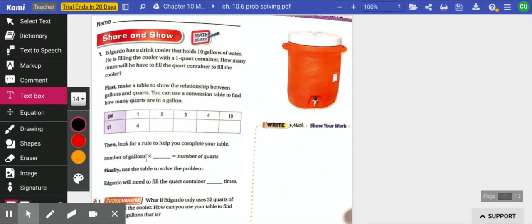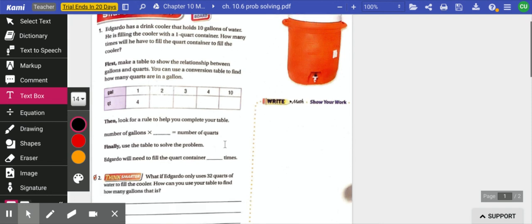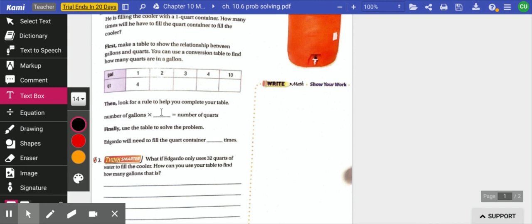The number of gallons times 4, for every gallon, you have 4 quarts. So if I have 2 gallons, I have 8 quarts. If I have 3 gallons, I have 12 quarts. If I have 4 gallons, I have 16 quarts. And obviously, if I have 10 gallons, I have 40 quarts. So you're multiplying the number of gallons by 4.